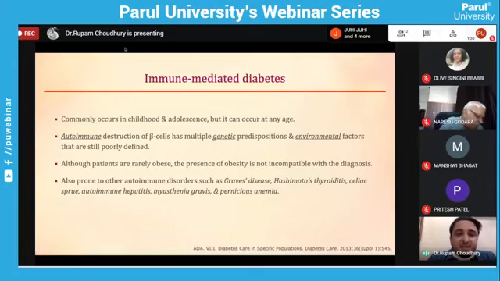Although patients are usually not obese, the presence of obesity is not incompatible with the diagnosis. They are also prone to other autoimmune disorders such as Graves' disease, Hashimoto's thyroiditis, celiac sprue, autoimmune hepatitis, myasthenia gravis, and pernicious anemia that happens because of B12 deficiency. So those type 1 diabetic patients are also prone to a lot of other autoimmune disorders because of the presence of all those kinds of antibodies in their blood.